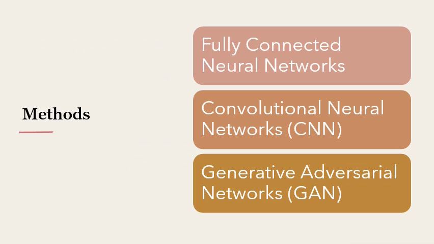Our project has three methods, which are fully connected neural networks, convolutional neural networks, and generative adversarial networks. We did these parts all together with Fatih, and we used the first two, fully connected and convolutional neural networks, for cat-dog distinction. But actually, the generative adversarial network generates an image from nothing. So this is different from the other two.